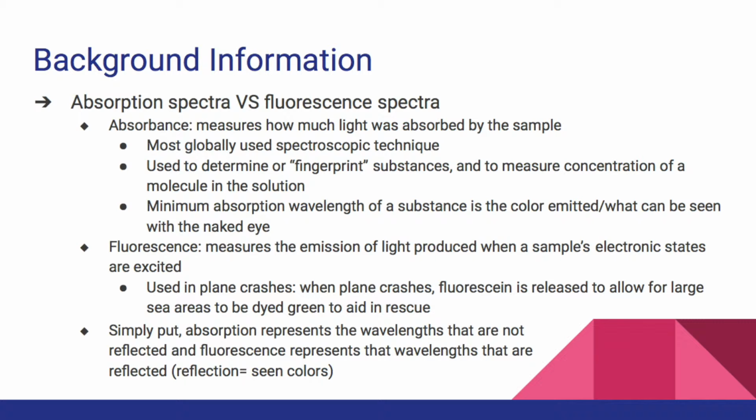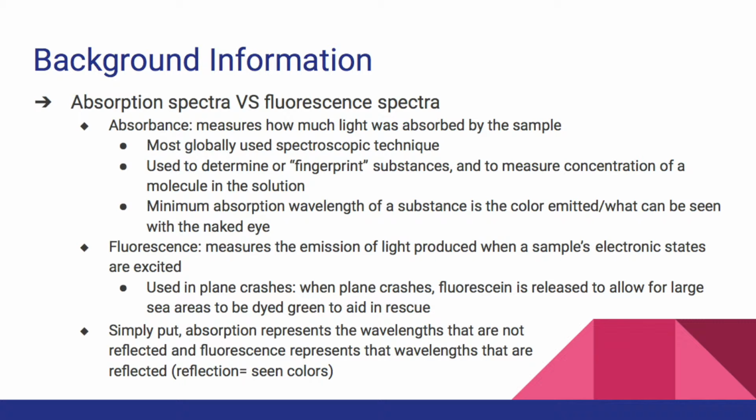Fluorescence, on the other hand, measures the emission of light produced when a sample's electronic states are excited. It's used in plane crashes. So when a plane crashes, fluorescein is released to allow for large sea areas to be dyed to aid in rescue so that the plane can then be found.